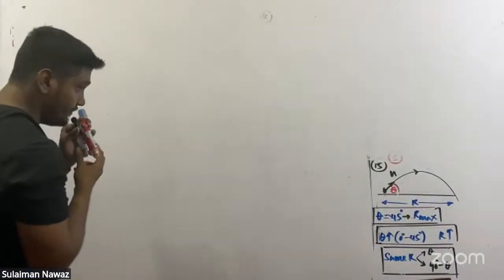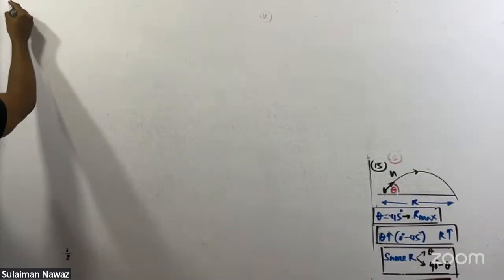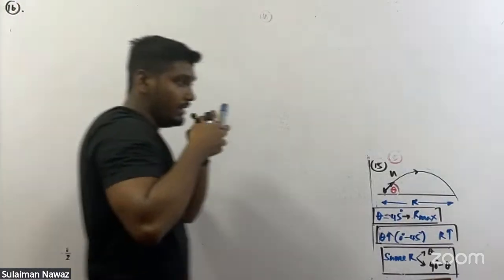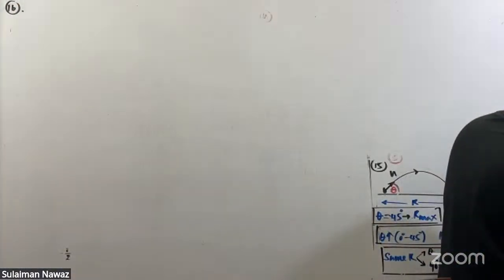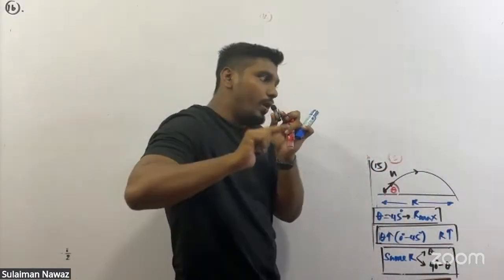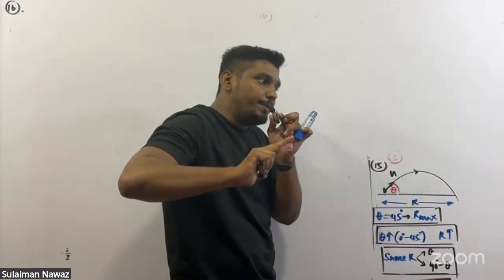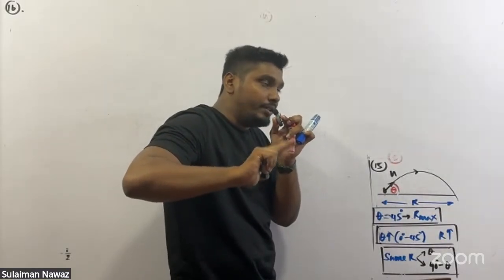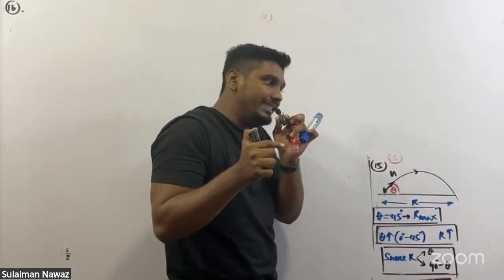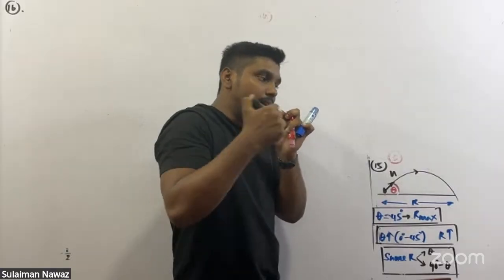Question number 16. What are they asking? When water is filled to a height of 80 centimeter in a container at atmospheric pressure of 10 water meter, what is the total pressure in newtons per meter square at the bottom of the container? Very simple story.